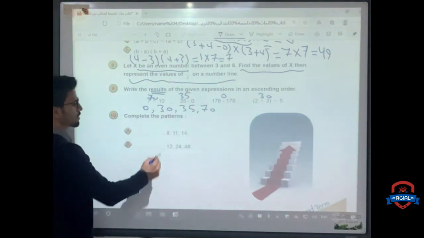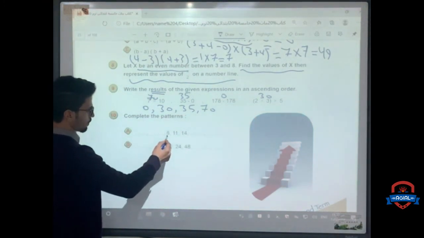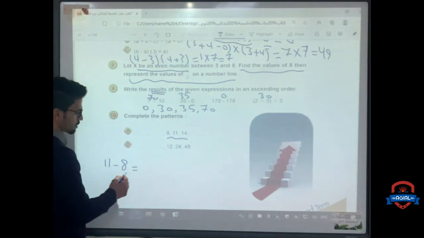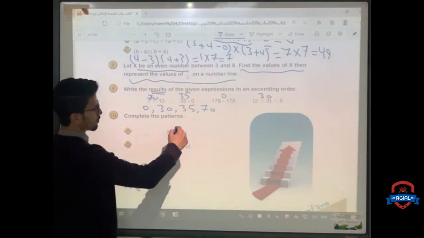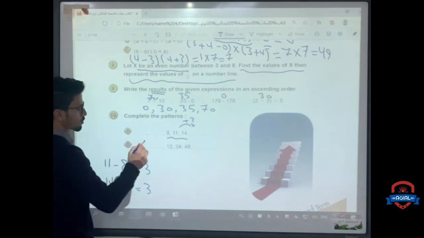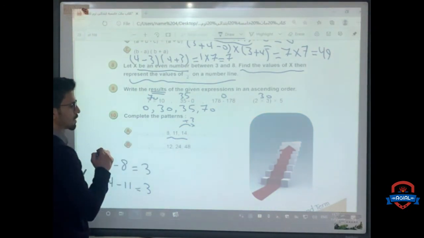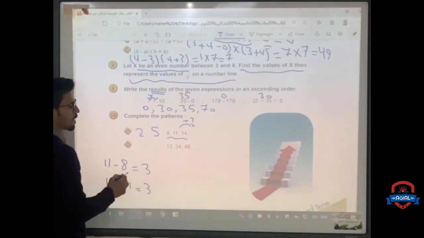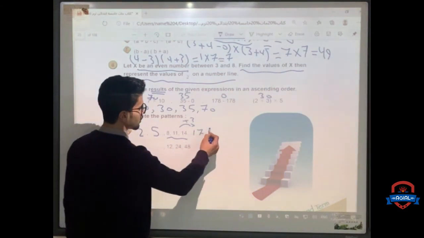And in the question number 10, complete the patterns. In letter A, we have 8, 11, 14. So we have to find the rule of this pattern. So we have to say 11 minus 8 equals 3. And we have to say 14 minus 11 equals 3. So when we move to the right, we add 3. So the rule of this pattern is plus 3. So when we move to the left, we have to take 3. So we have 8 minus 3 equals 5, and 5 minus 3 equals 2. And when we move to the right, we add 3. So 14 plus 3 equals 17, and 17 plus 3 equals 20.